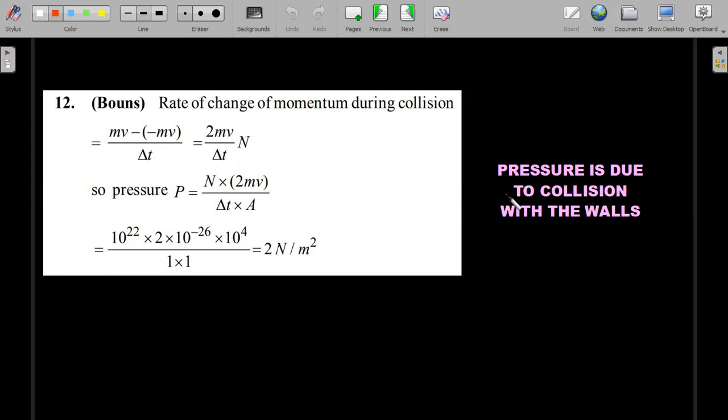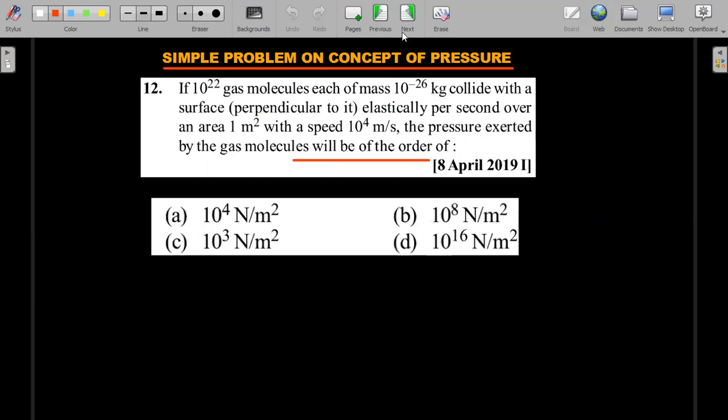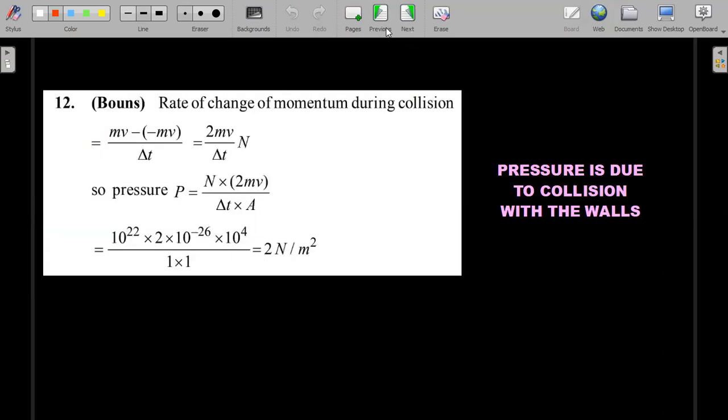So pressure is always due to the collision with the walls, and the value of that pressure is the change in momentum divided by time taken, and therefore the value of the pressure would be the force divided by area. And we will substitute all the values that have been given: 10 power 22 molecules, 2 times the mass of each one, velocity, and divided by time and area, which are both unit, and you end up getting 2 into 10 power 0. Okay, so 2 into 10 power 0, and 10 power 0 was not there.